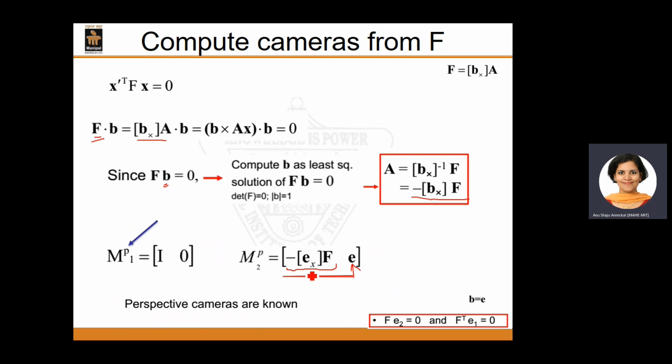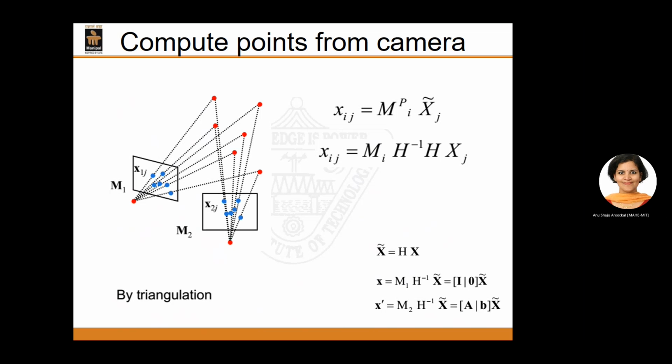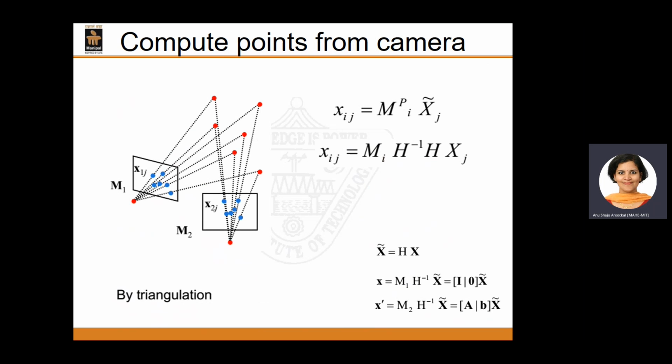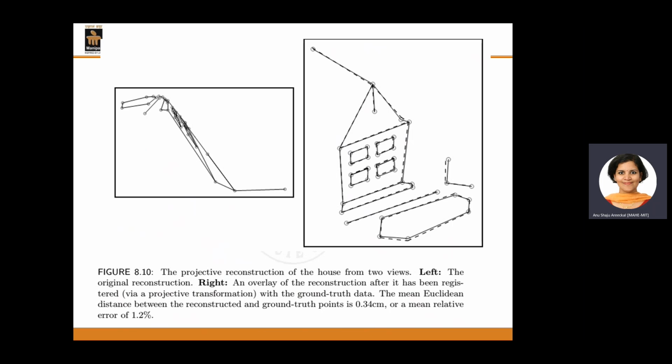So from this, after computing B and A, what I finally get is I can find out the projection matrices for the perspective cameras. So therefore, the perspective cameras are known to us. So this is how you calculate the perspective camera model, right? Now, how do you compute the points from the camera? So basically what you go ahead with would be a triangulation model. Each of these steps has already been discussed. So from this we can compute the 3D point.